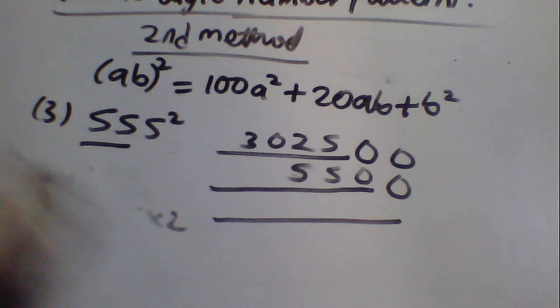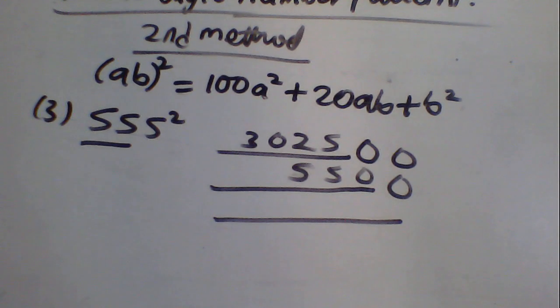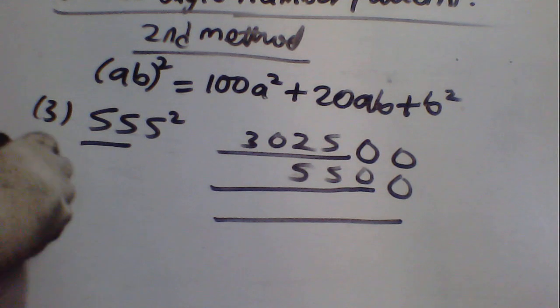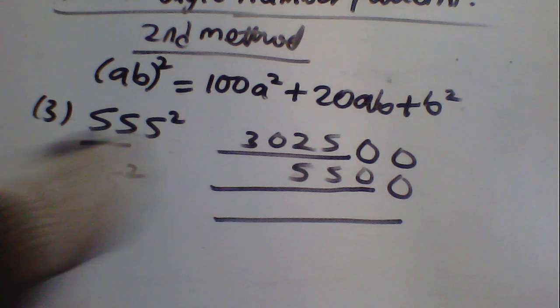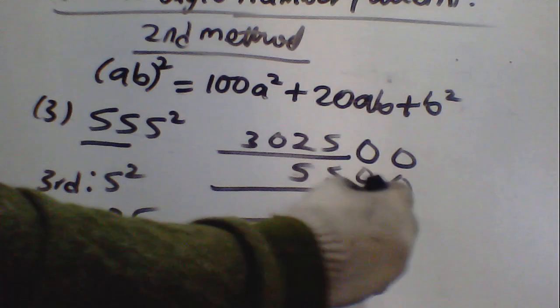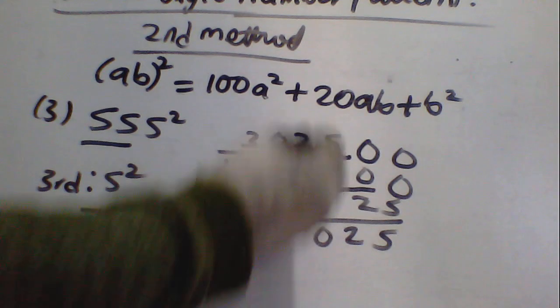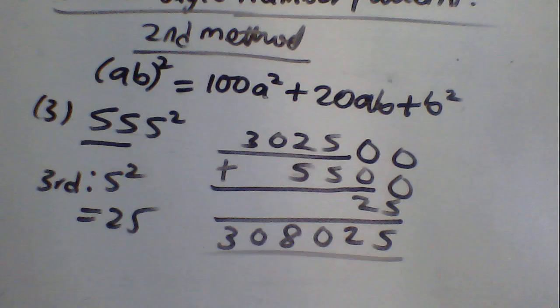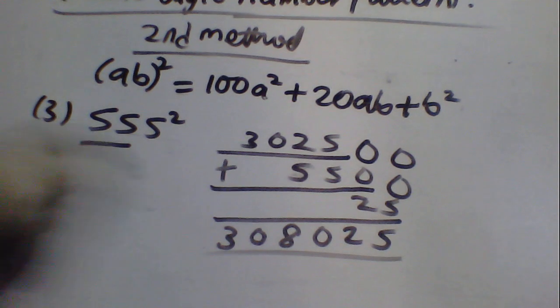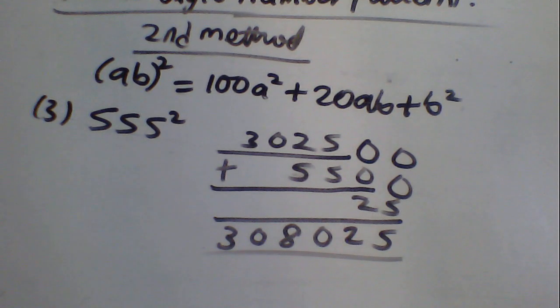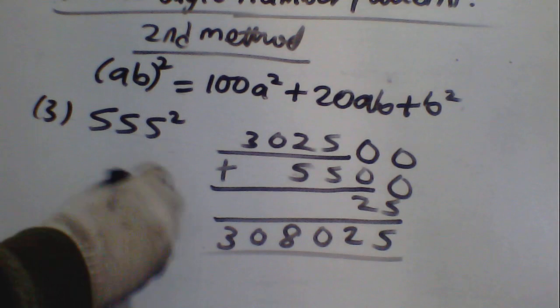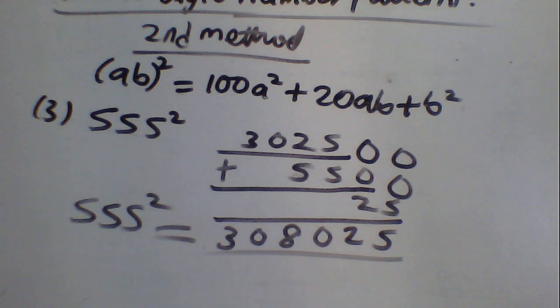So lastly, the third one is to square the last digit, and that gives us 25. So we write 25 here. You sum up. This gives us 308025, and that is the answer. So in this case, you see that the square of 555 is equal to 308,025. That is it.